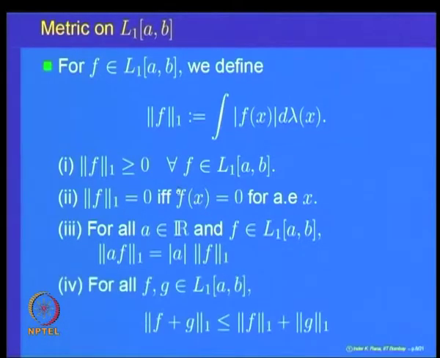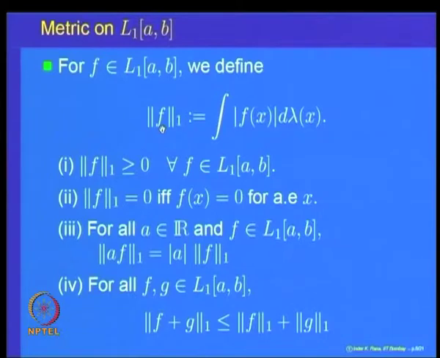And finally, the triangle inequality property, namely if f and g are integrable functions, then we have already shown that f plus g is also an integrable function, and the integral of the absolute value of f plus g will be less than or equal to the integral of the absolute value of f plus the integral of the absolute value of g, by the triangle inequality of the numbers. So, that will give us that the L1 norm of f plus g is less than or equal to the L1 norm of f plus the L1 norm of g. So, these are the properties of this magnitude or this norm of f.